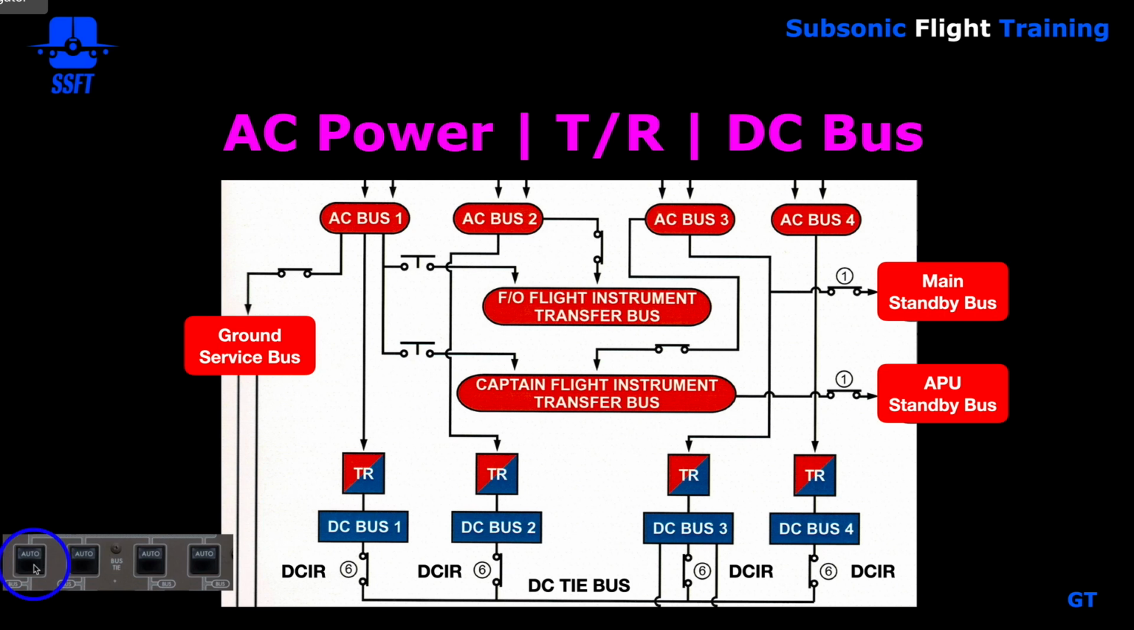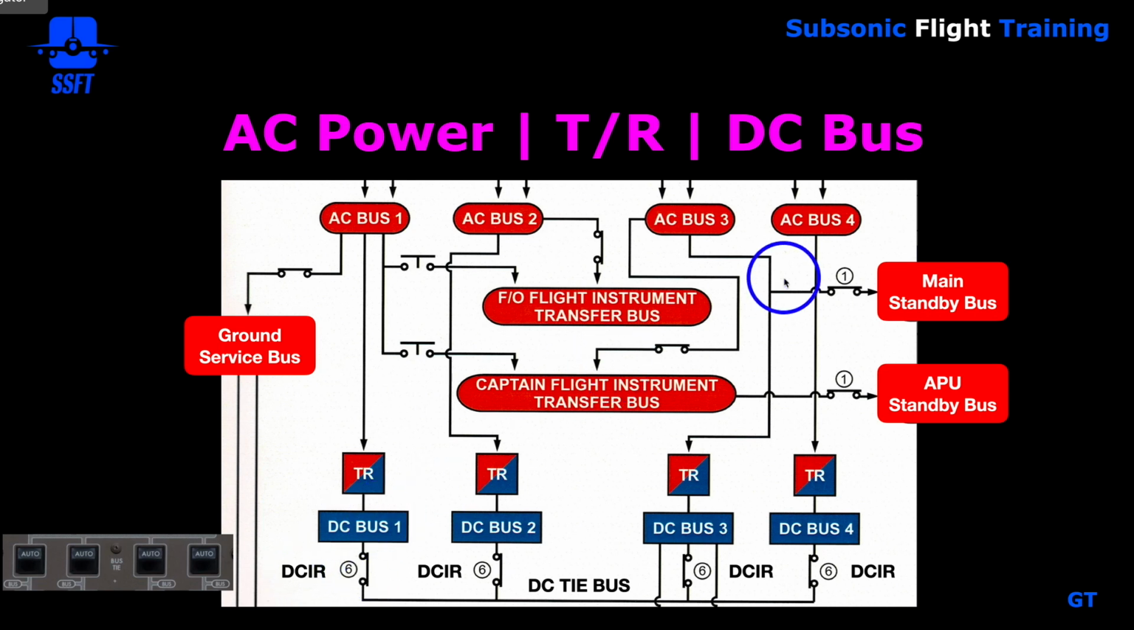If you take these bus tie switches and take them out of auto, you're not only opening the AC bus tie breaker, but you will also automatically open the DCIRs as well. So these switches have to be in auto in order for the DCIRs to be closed.